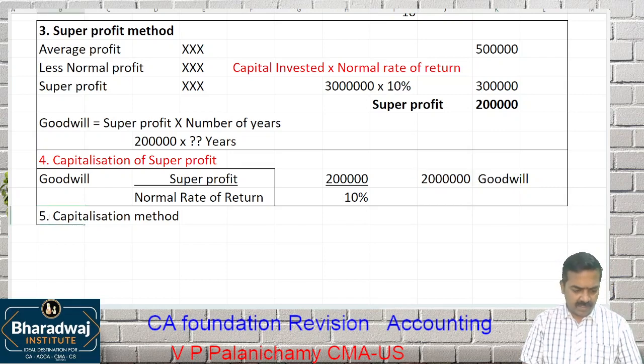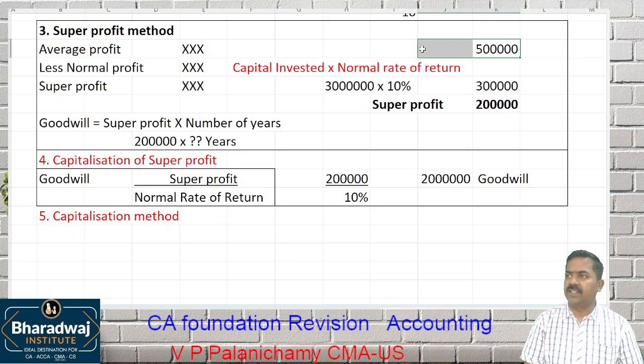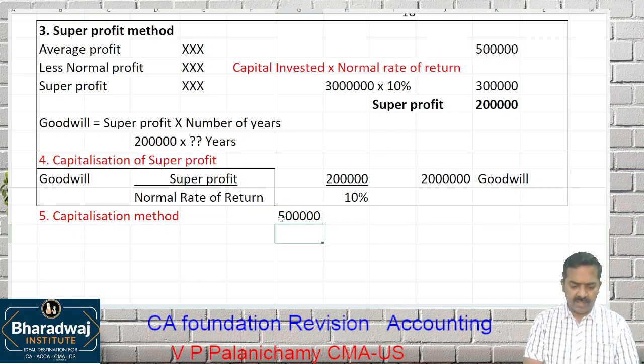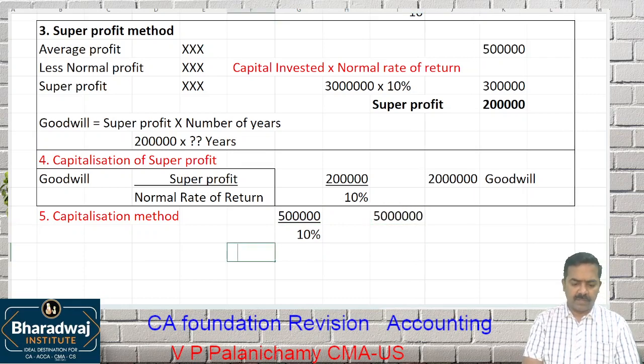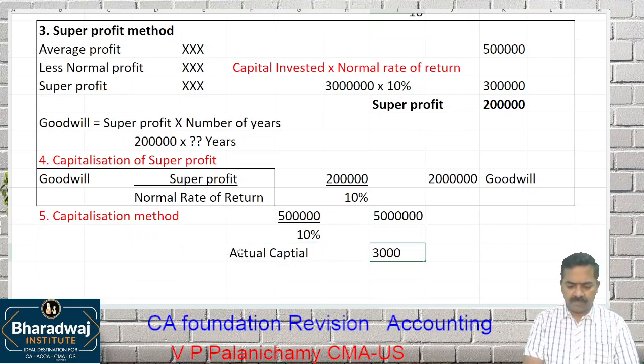This method, pay attention. Listen, what is the average profit earned? 5 lakh. And the 5 lakh at what rate? 10% earned. How much should have been the capital? 50 lakhs should have been the capital. But actually how much have we invested? Actual capital is only 30 lakhs. Difference is goodwill.